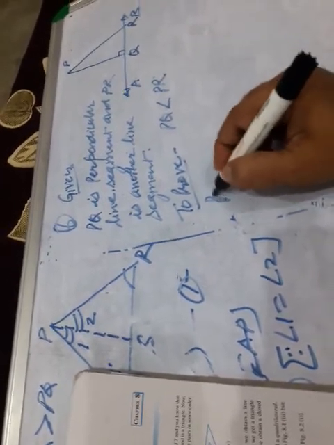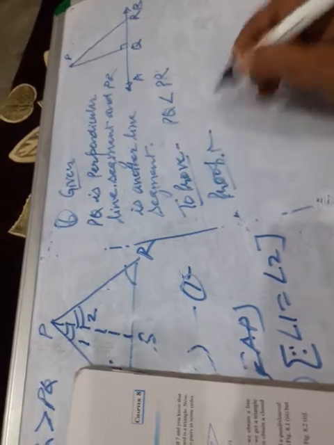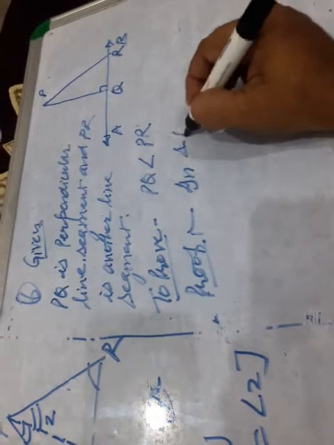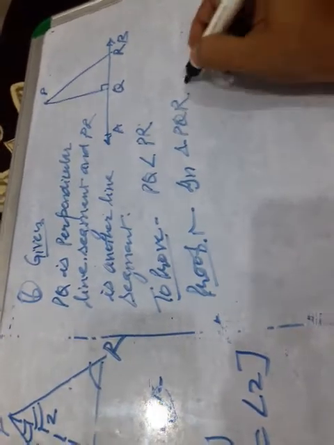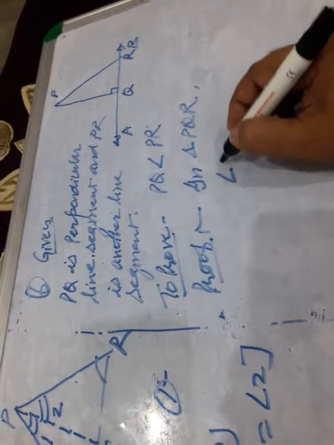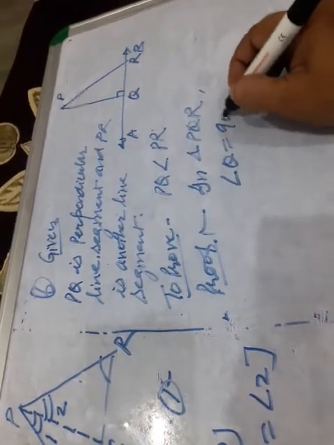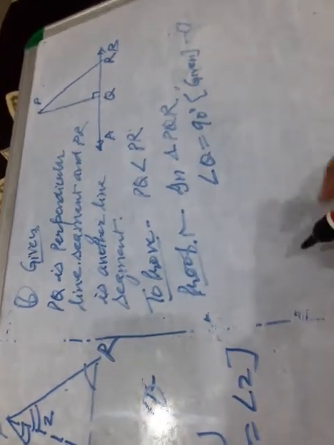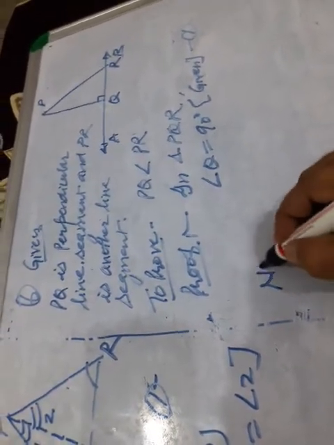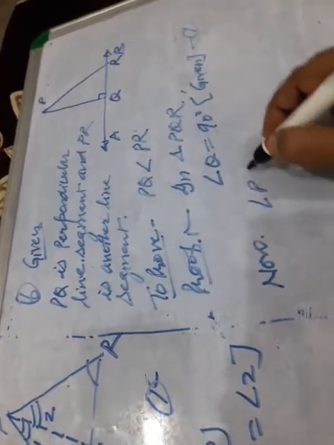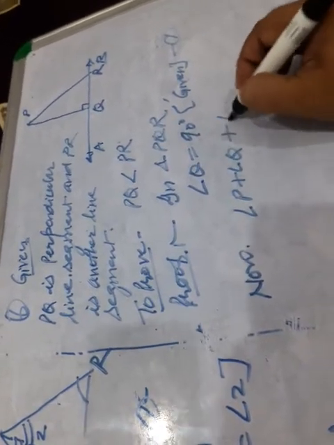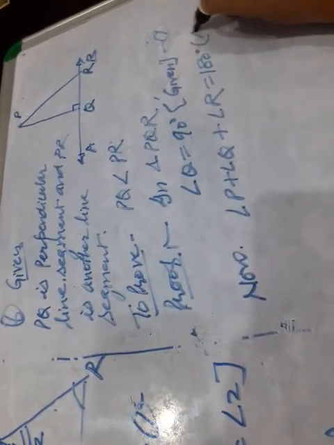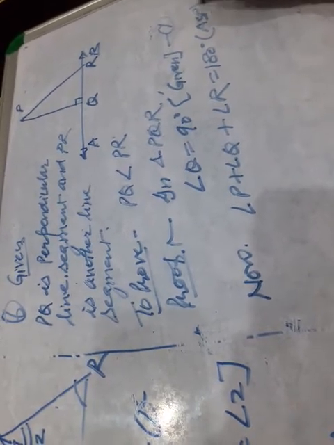Proof: in triangle PQR, right angle Q equals 90 degrees, that is given. Let it be equation number 1. Clear? Now, by the angle sum property of a triangle, angle P plus angle Q plus angle R equals 180 degrees.